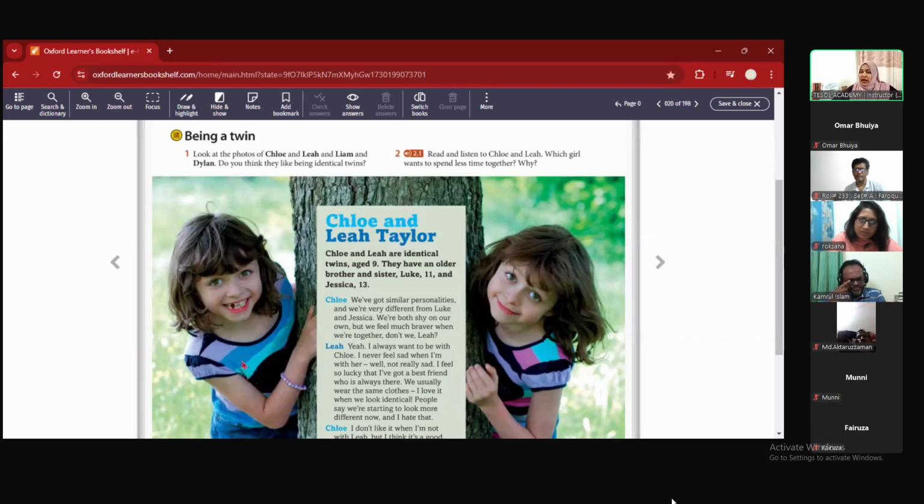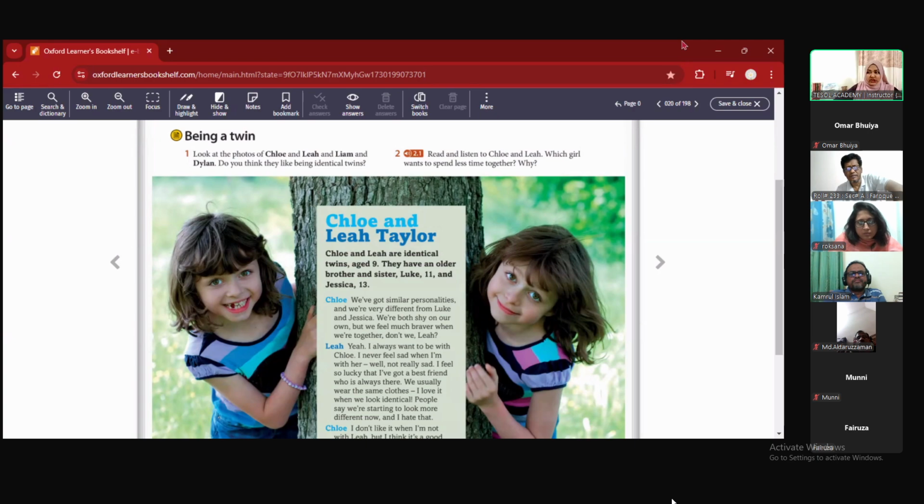What about Miss Bindu? Are you both sisters identical twins or non-identical twins? Miss Bindu? Hello. Yes, Miss Bindu. I'm not sure you heard me properly. Are you both sisters identical twins or non-identical twins? Do you look the same, both of you? Oh, great. Okay, so you are identical twins then. That's great.